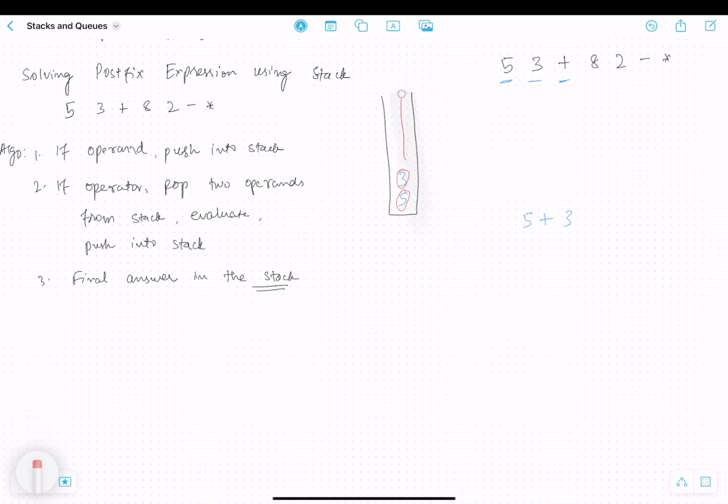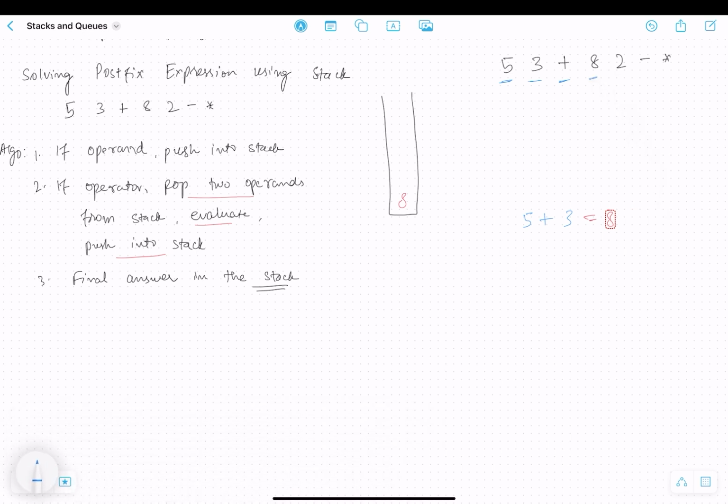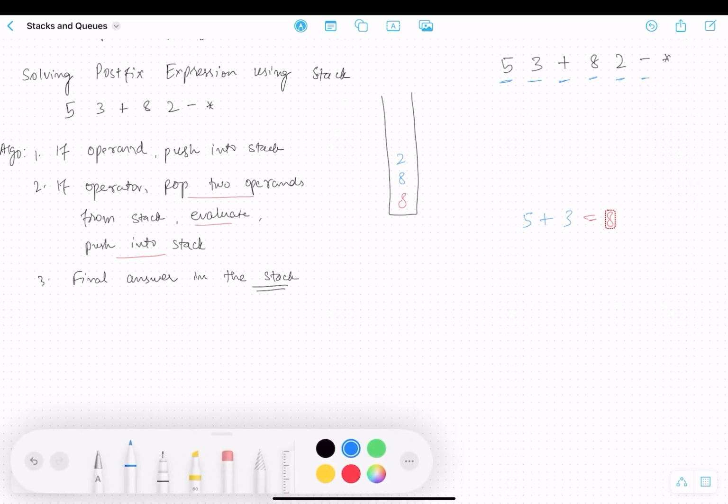Perform the operation. So we will pop 3 and 5 out. So let's remove those. 5, 3 plus we have to evaluate. As you can see, pop two operands we have done. Evaluate. Answer is 8. Push into the stack. Now 8 is into the stack. Okay, great. What is the next? 8. Very good. Push into the stack. Next 2. Push into the stack. What we have got now? A minus.